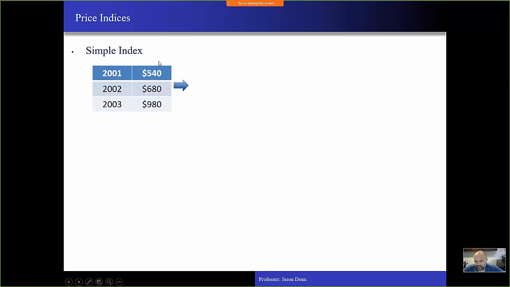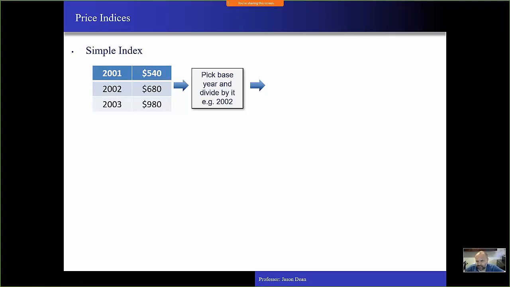Suppose we have data here, and this is sales for a particular company. These could be in millions of dollars. So sales in 2001 were 540, then 2002 680, and 2003 980. Now suppose in 2002 some important event happened at the company. Maybe there is a new CEO. So let's pick that as our base year. That's what we want everything relative to.